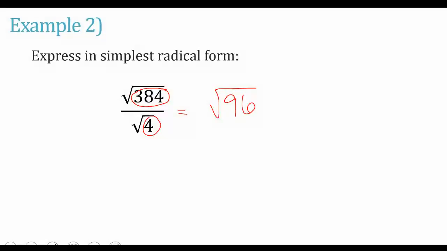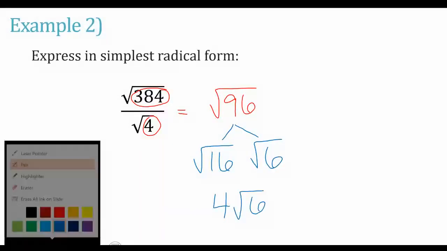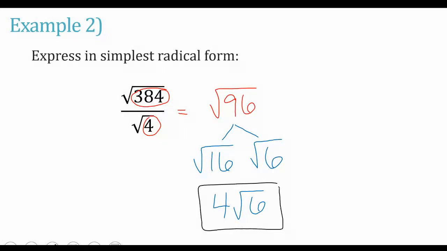I do process of elimination. Okay, can 36 go into it? Can 49 go into it? Can 25? So once you do that process of elimination, you'll see that the square root of 16 is the largest perfect square that can go into 96. So this becomes the square root of 16 and 6 because 16 times 6 gives us 96. Now the square root of 16, what number times itself gives you 16? The answer to that is 4. So our answer to this one is 4 radical 6. And we can't simplify radical 6 because other than 1, there's no other perfect squares that can be divided into 6.